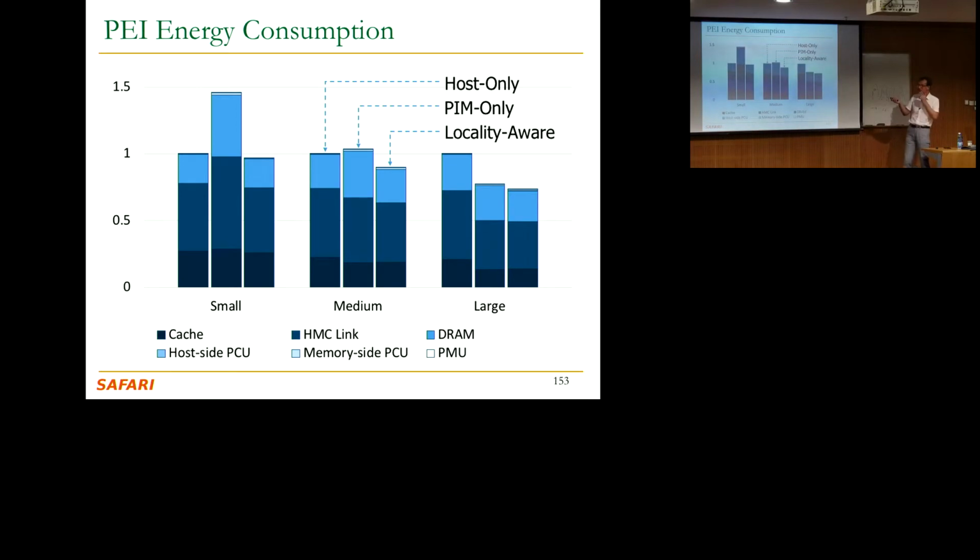And this is the energy consumption. Again, with small input data sets, you don't gain much energy, even with being locality aware. If you ship everything to memory, you actually lose energy. With medium input data sets, you gain a little bit more energy. And with large input data sets, that's where you benefit most in terms of energy reduction. This is the entire system energy reduction for a single node. And there's a breakdown also that you can look at in the paper.